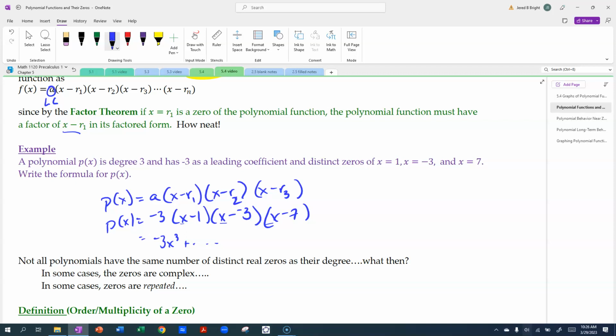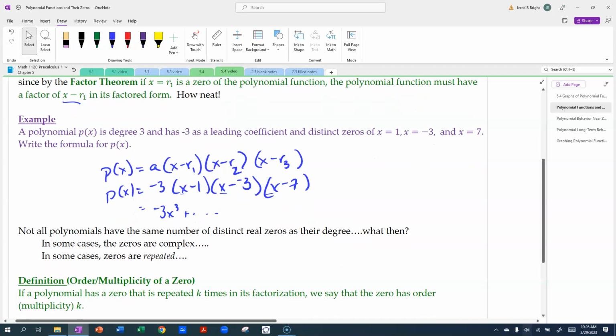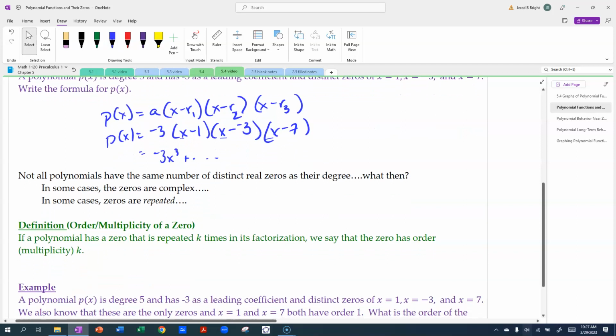But again, remember, we can't always do this x minus r version of the polynomial because we might have zeros that are complex, and so we just don't address those in this course. And also, in some cases, we would have the zeros being repeated. Okay, what happens in that case? If we have repeated roots, or repeated zeros, we talk about those as having an order greater than 1. I'm going to also use the term multiplicity. So if I use order or multiplicity, they mean the same thing.